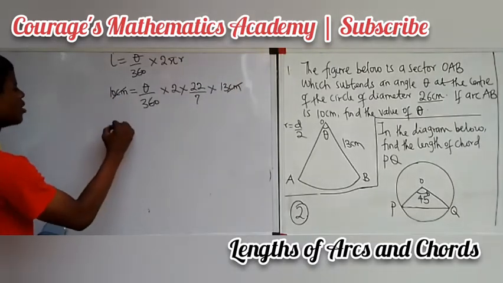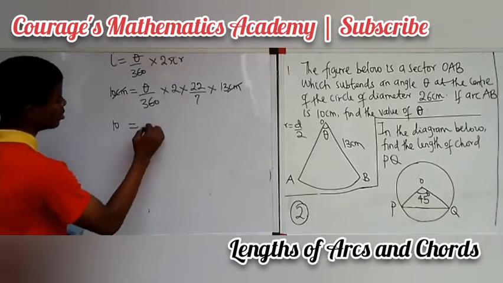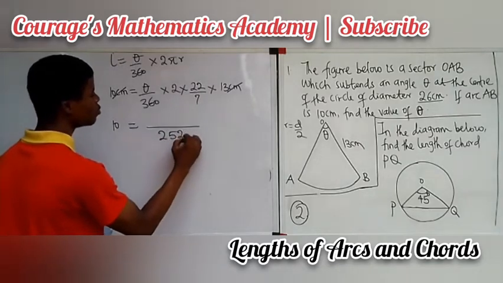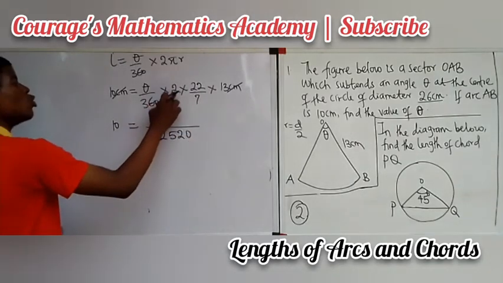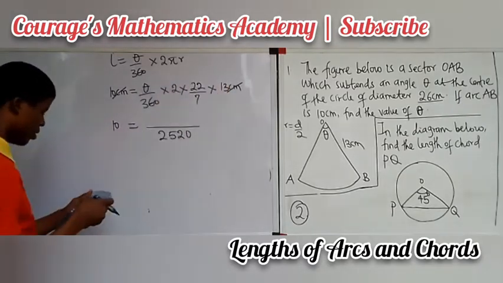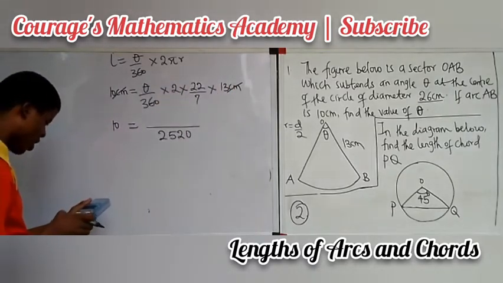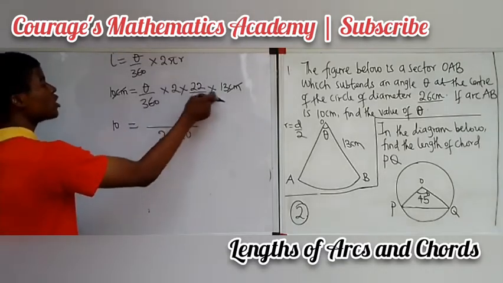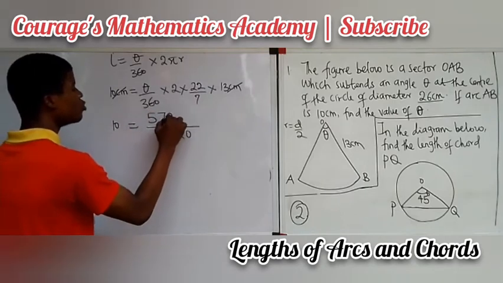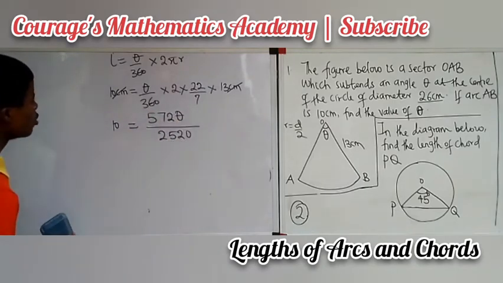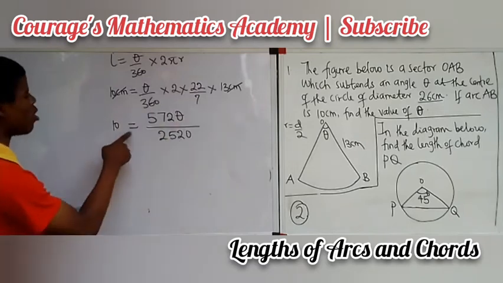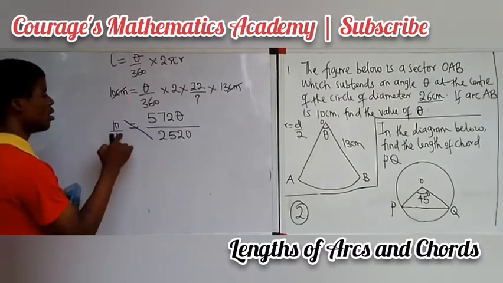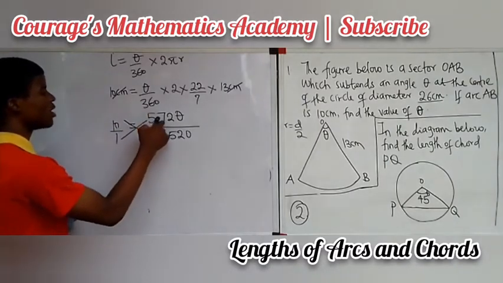So I have 10 left, equal to theta over... 360 times 7 is 2520. So 2 times 22 times 13 is 572. So 572 times theta is 572 theta. Okay, so I will now cross multiply. I'm looking for theta. This is over 1, so I will now say 10 times 2520 is equal to 1 times 572 theta.